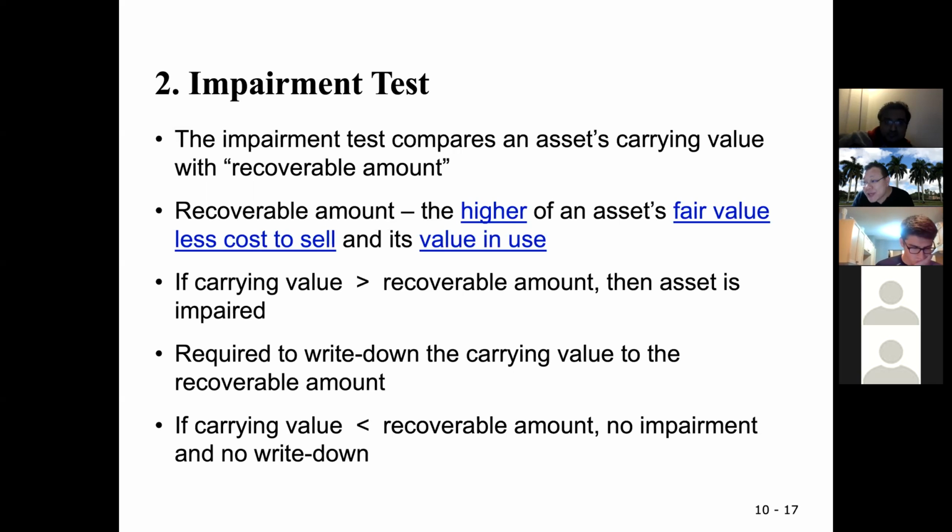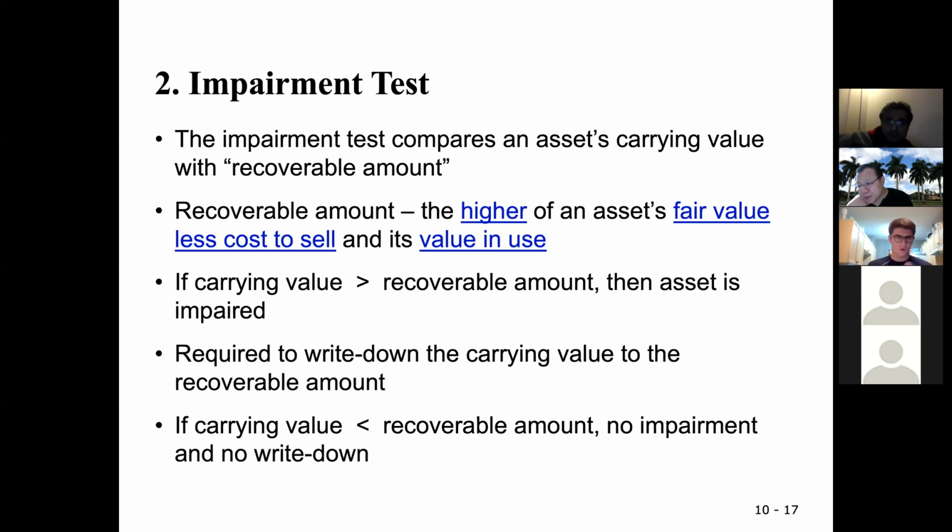Well, you can also use it, right? The value in use. The recoverable amount is the higher of the asset's fair value less cost to sell and its value in use. Whichever is higher, that is the recoverable amount.